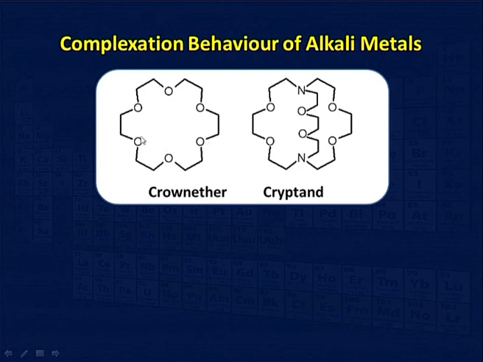Now, if you have 5, then the number subsequently will be called 14 crown 5 and so on. Now, if you see this cryptand, there are 2 oxygens here, 2 here, 2 here, linked to nitrogen. This is called 2-2-2 cryptand, and there is basically a cavity.